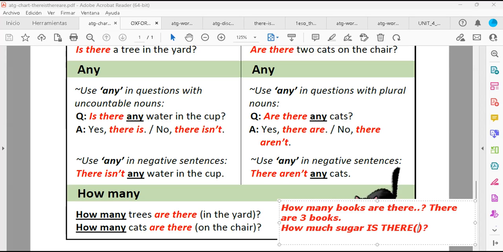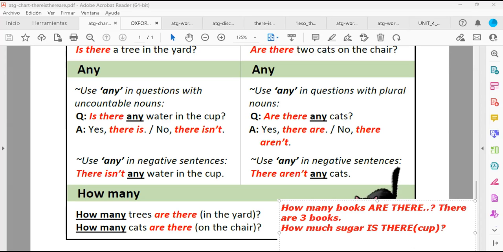Where you mention a place, right? Or let's say in the bowl, in the cup. Ok. How much sugar is there? Y como siempre son preguntas, siempre hacemos la inversión. Vean acá. How many books are there? How much sugar is there? How much sugar is there in the cup?